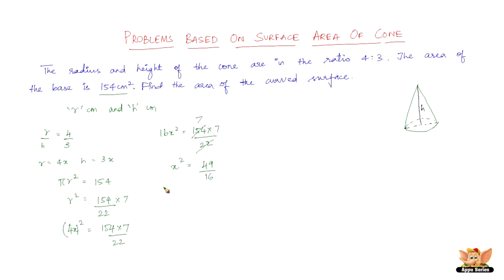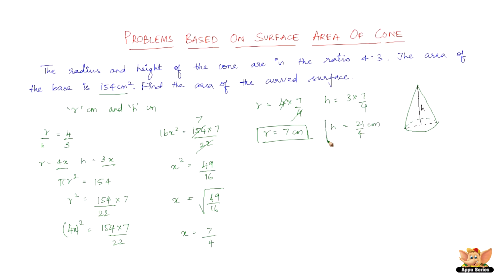This goes 7 times in this. And 7 into 7 is 49 and 16 comes down. So x square is equal to 49/16 and x equals root of 49/16. So therefore x equals root of 49 is 7 and root of 16 is 4. So x equals 7/4. Now let us substitute the value of 7/4 in 4x and 3x to respectively find r and h. So we have r as 4 into 7/4, which is nothing but 7 centimeters. And we have h as 3 into 7/4, which is 21/4 centimeters.